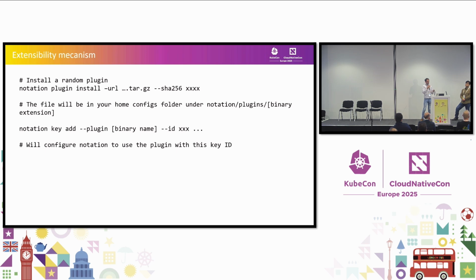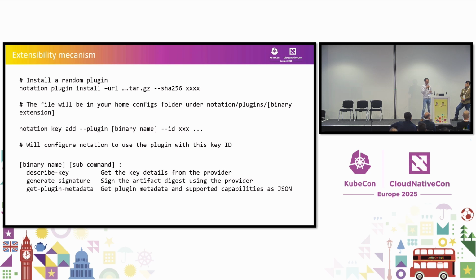And then when you use notation key add, which is the way to register a new key for future signatures, you specify this plugin. And what happens under the hood is that it executes that plugin, passing some subcommands, and only 3 subcommands are described: describe key, generate signature, and get plugin metadata. So that means anyone can build their own plugin for their own need in any language. Can be in Golang, can be in .NET, can be in whatever.